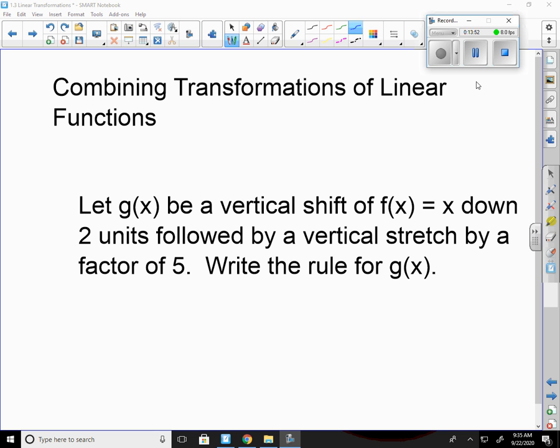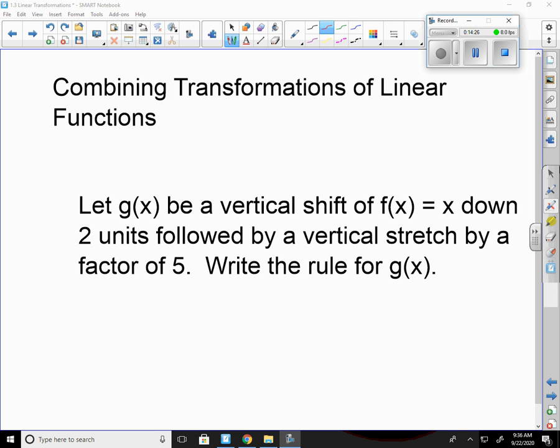We also know that we're not just going to do one of these. We're going to do multiple types of transformations, all in the same problem. So what that means is I should start by following the instructions word for word in the order that it's written. This one says let g of x be a vertical shift of f of x equals x down 2 units followed by a vertical stretch by a factor of 5. I have to do it in that order or it will give me the wrong answer.